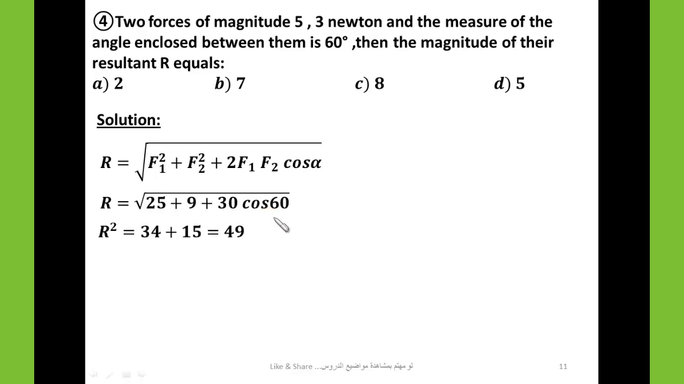But cosine 60 equals half. So we have 15 here, plus 9 plus 25 is 34. And by squaring the two sides, we get R power 2 equals 49. So R equals square root of 49 equals 7. And the solution will be B here.